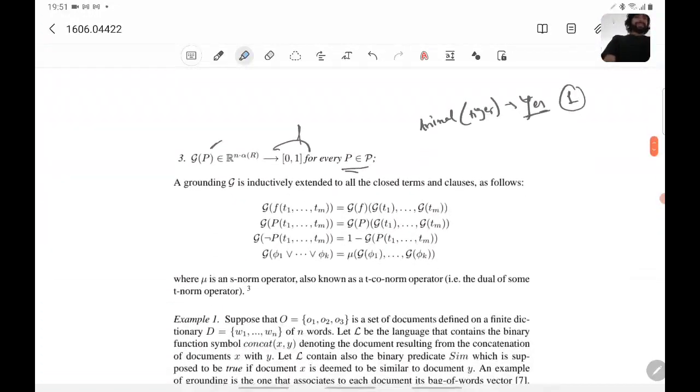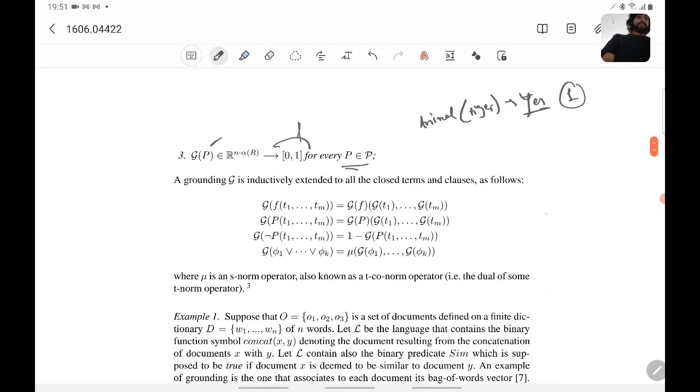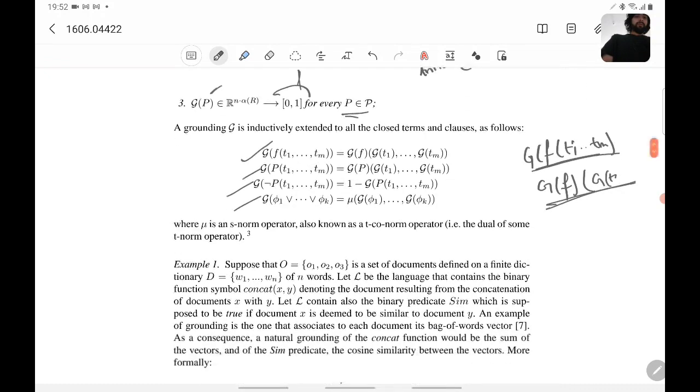Okay, this particular thing over here. Let's say there's a grounding on f, where the arity of f is m. The grounding of this particular term will be the same as the grounding of the function applied to the grounding of each individual term. That's what all these rules say, the same thing applied to all of these.